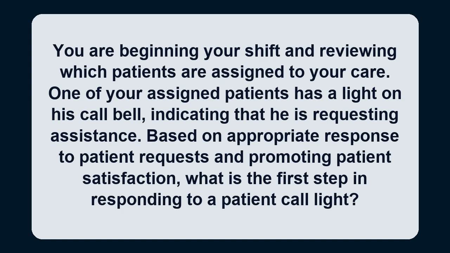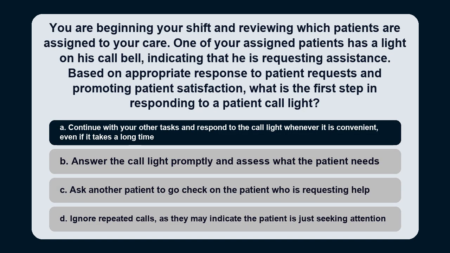Question 4. You are beginning your shift and reviewing which patients are assigned to your care. One of your assigned patients has a light on his call bell, indicating that he is requesting assistance. Based on appropriate response to patient requests and promoting patient satisfaction, what is the first step in responding to a patient call light?